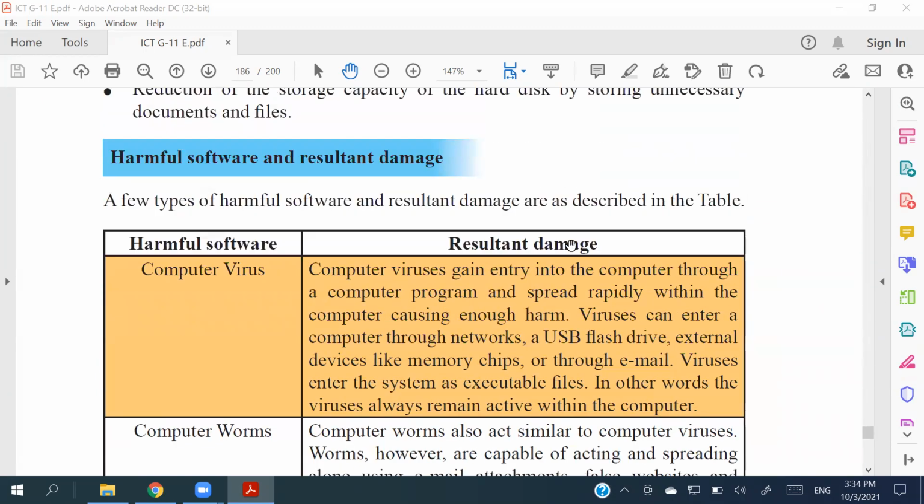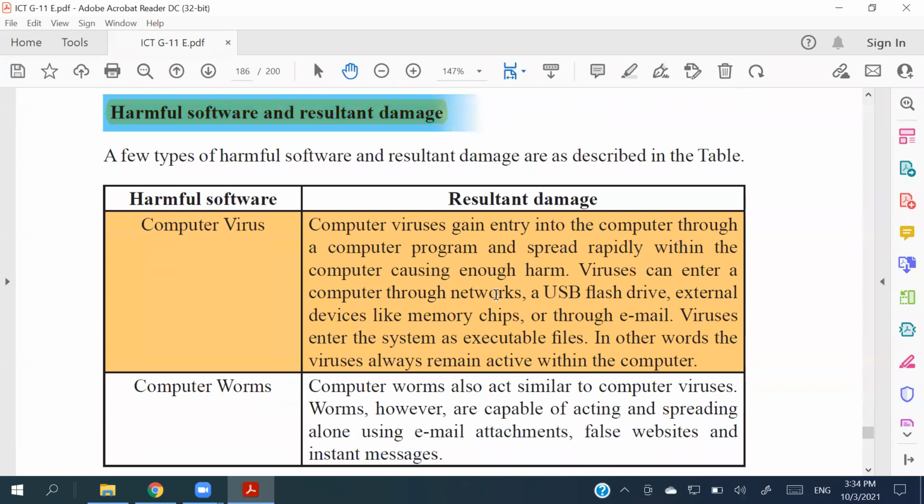Yes. Right, okay. So let's quickly write these things down. Have the heading harmful software and resultant damage. Right, and then, yeah, you have to maintain this kind of a table, right? And I'll highlight what are the things to be written.